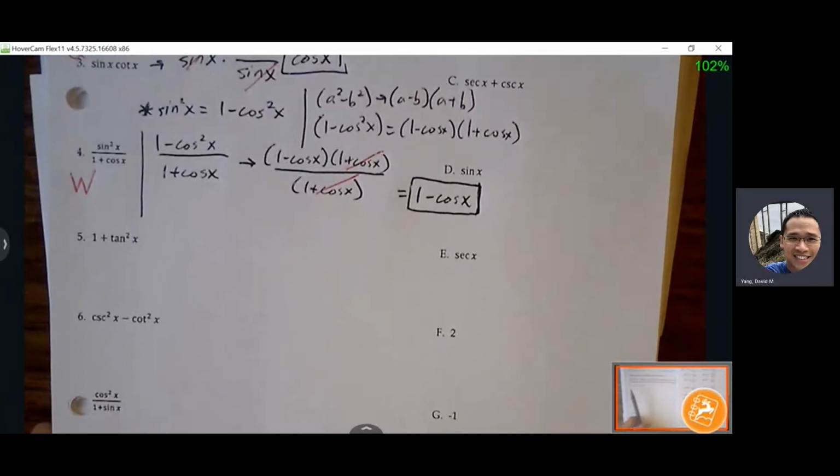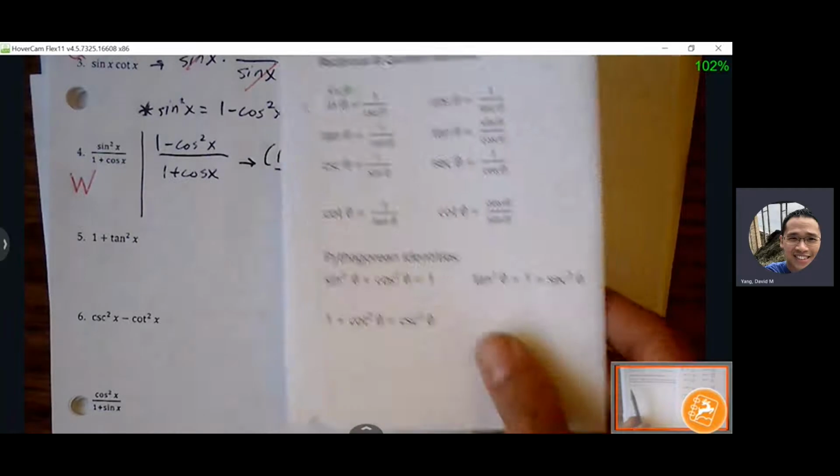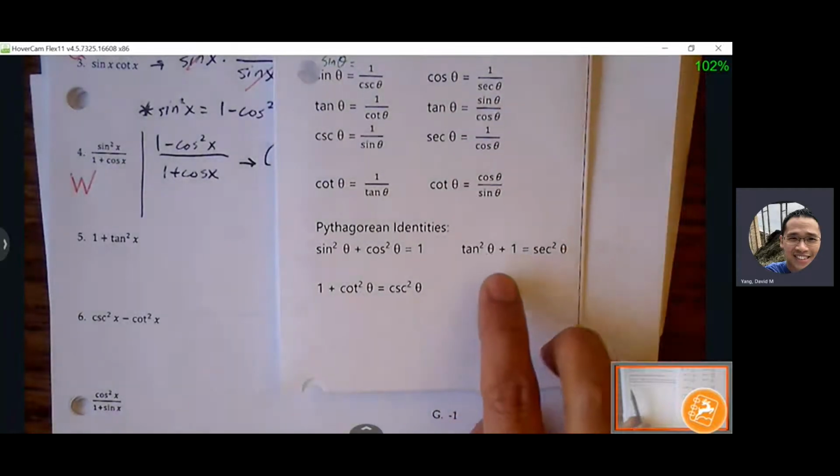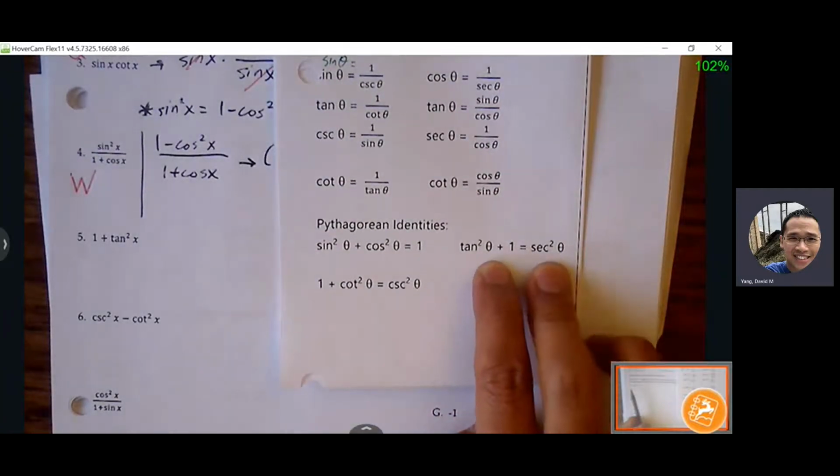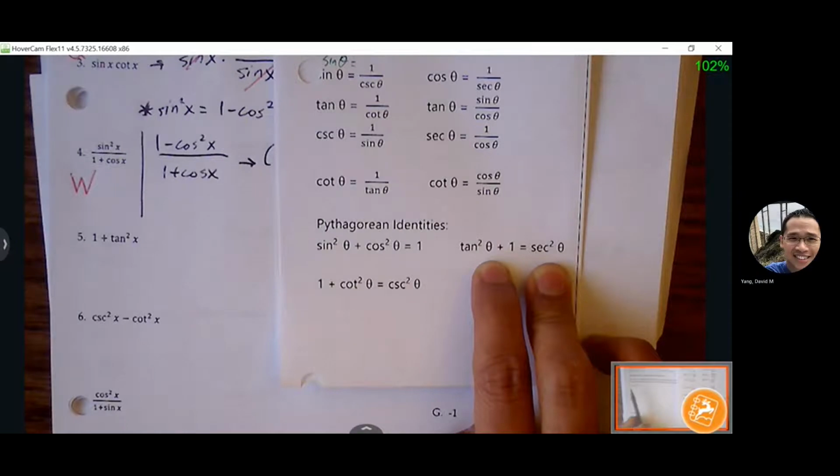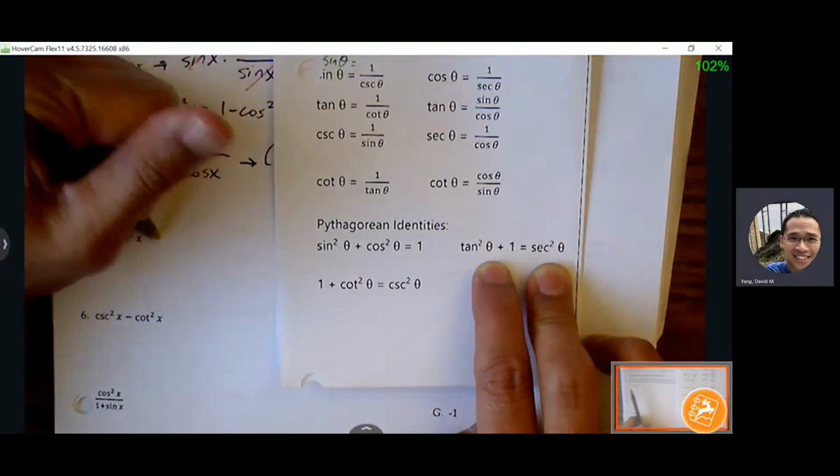Okay, number 5, 1 plus tangent squared x. I see an exponent. I'm looking for something that I can replace. 1 plus tangent squared x. Okay, just secant squared x, right?